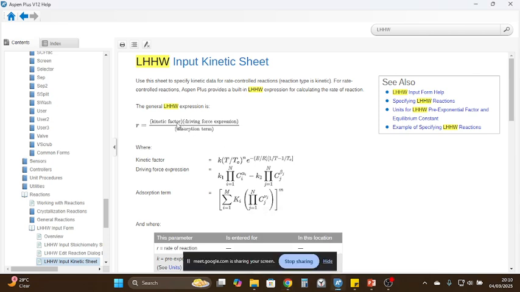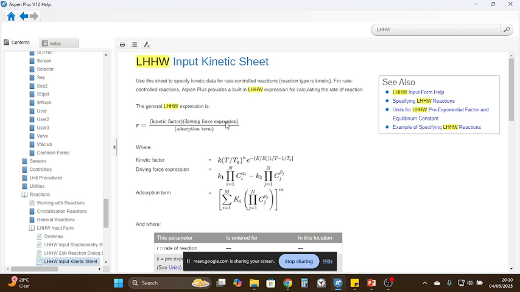So there is the kinetic factor and the driving force and the adsorption term. Now what is this kinetic factor? We have already seen it previously. Now this becomes our driving force expression. So what is the driving force expression?